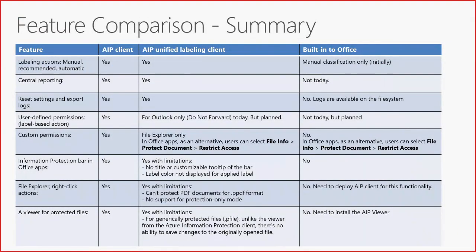So the next 3 slides are table heavy, so I will apologize for that, but I think it's important that we spend a little bit of time trying to clear up some of the confusion between the 3 different clients and what features are available today. This is one of the top pain points that our team hears a lot. So we have this table, we've got the feature down the left-hand side. The first column is the AIP client. That's going to have yes against everything because that's the complete feature set we've deployed so far.